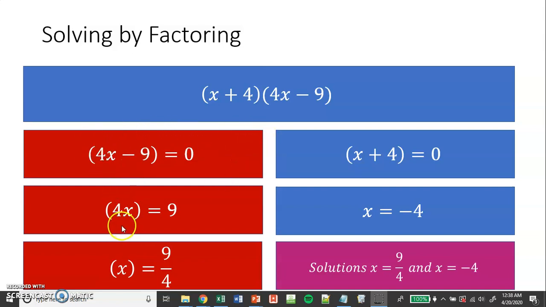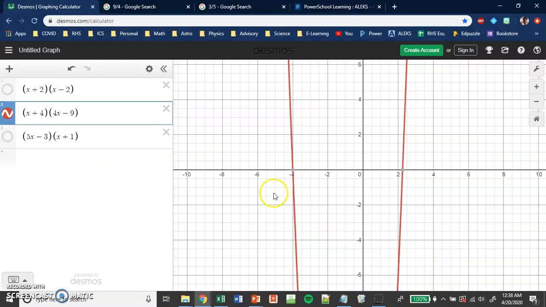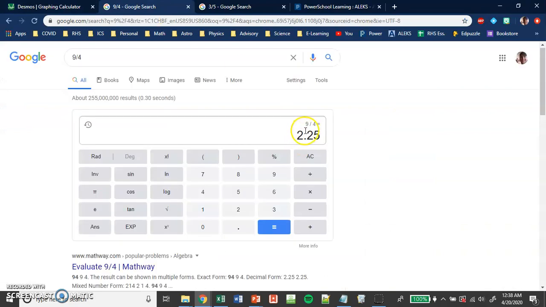So by adding 9 to both sides, we get 4x equals 9, and then dividing by 4, we get x equals 9 over 4. The same deal over here. We get x plus 4 equals 0, subtract 4 on both sides, so that we get that our solutions, or where the parabola crosses the x-axis, are at x equals 9 over 4 and x equals -4. Just to verify, indeed, our parabola does cross at -4 and 2.25. Let's double check. That's 9/4. Yep, 9 over 4 is 2.25.